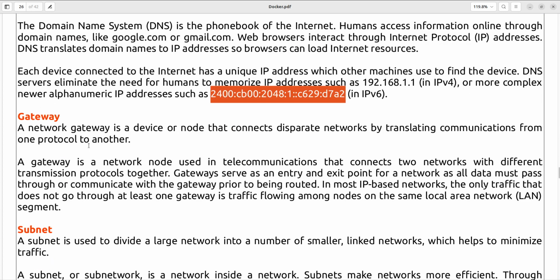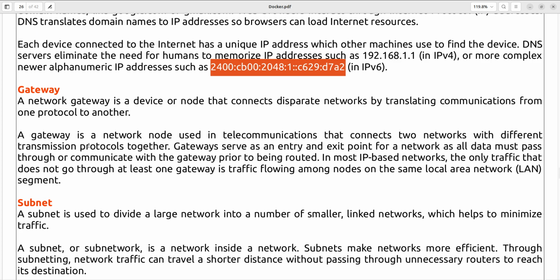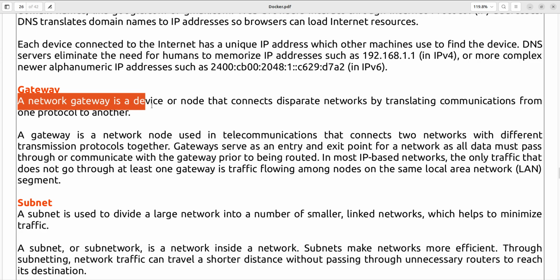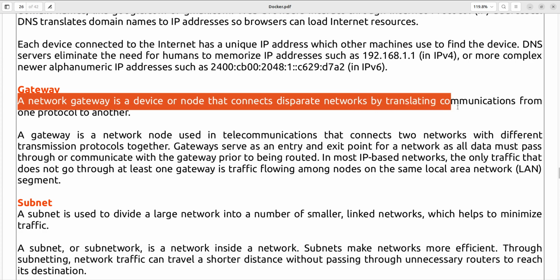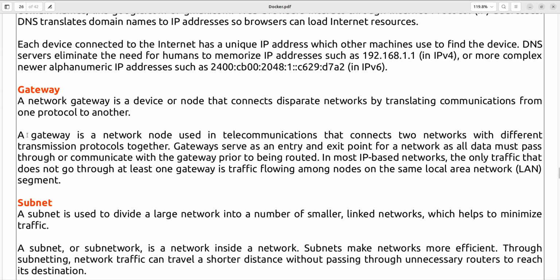Okay. Next is a gateway. Gateway and subnet are important. We will see this in our upcoming sessions also with the practical. So gateway is nothing but the device or node that connects disparate networks by translating communication from one protocol to another. A gateway is a network node used for telecommunication that connects two networks with different transmission protocols. Suppose I have one LAN in my home. My neighbor also has a LAN in his home, and these two LANs I am connecting with each other.